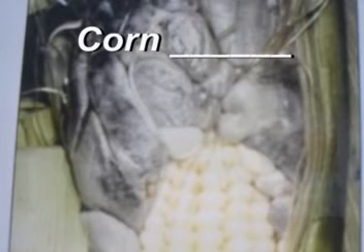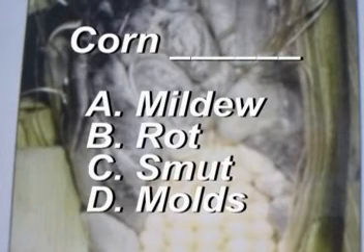Number 9. This is one of the diseases caused by fungi, which is called the corn blank. A. Mildew, B. Rot, C. Smut, D. Molds.